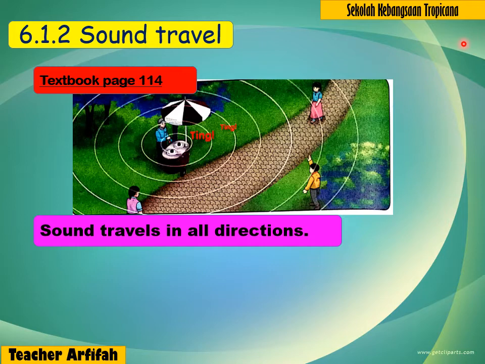Okay, look at textbook page 114. This is a situation whereby an ice cream seller comes to a park. Okay, you can see there are three people at various places. Ada dekat depan, kiri, kanan, and all of them can still hear the sound of the ice cream bell.